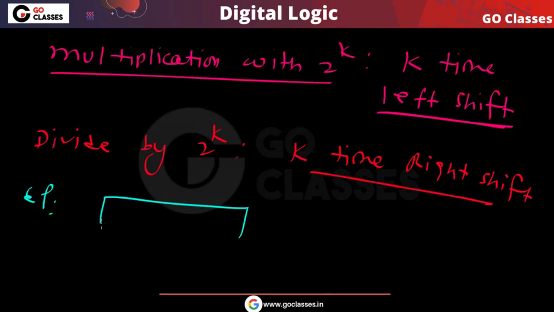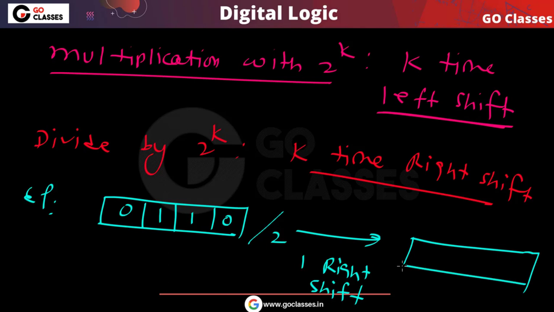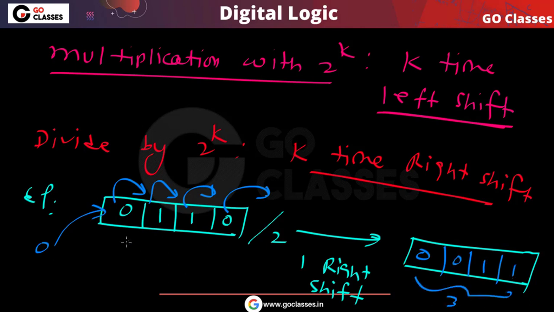Let's assume this is your data: 0110. Now let us assume you want to divide this data by 2. Then you can do a simple one right shift. So just do right shift, and this data will be lost. This will come here, this will come here, this will come here, and from here you insert 0. So this is what you are going to get, 0011. And this is 3. This is what we wanted, because 6 divided by 2 is 3.